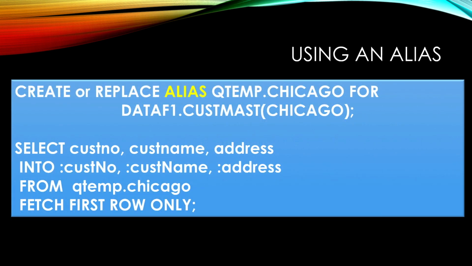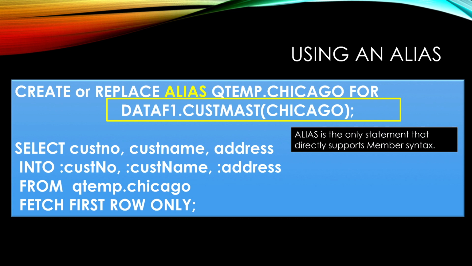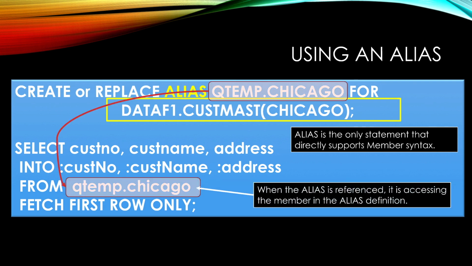The other way to do it using just SQL is to use an alias. We use the create or replace alias statement and specify the library, file, and member name for which this alias applies. Then we reference the alias anytime we want to query or update that particular member. So in this example, we created an alias called Chicago, and we're putting it in QTemp. Now this is going to be over the Chicago member of the cusmas file. Now when we reference qtemp.chicago down in our SQL statement, the select statement in this context, it's actually going to refer to the member Chicago in the cusmas file, and everything works the way we want.